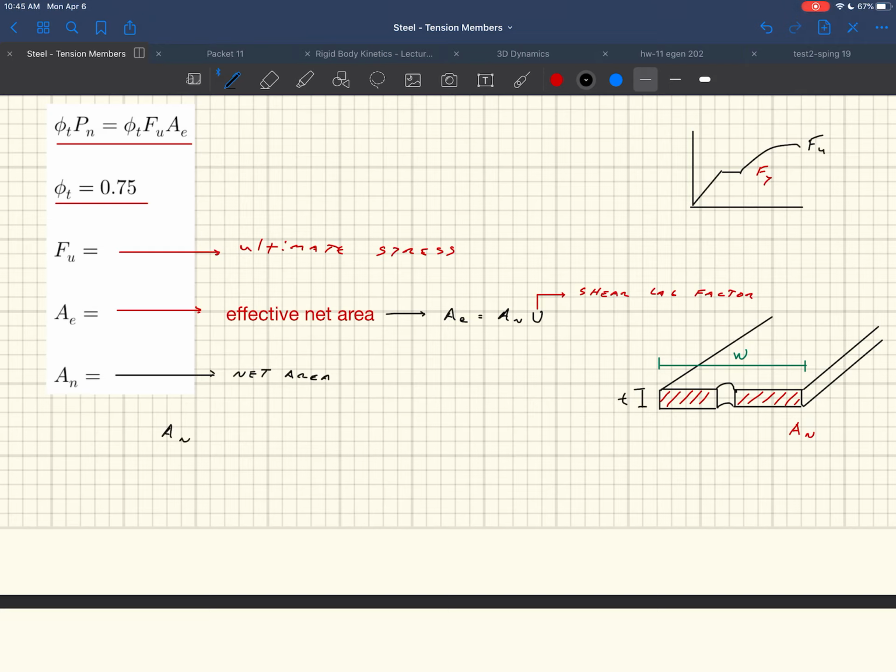AN is equal to the gross area, AG, minus, this is my own variable I've added in, A holes.